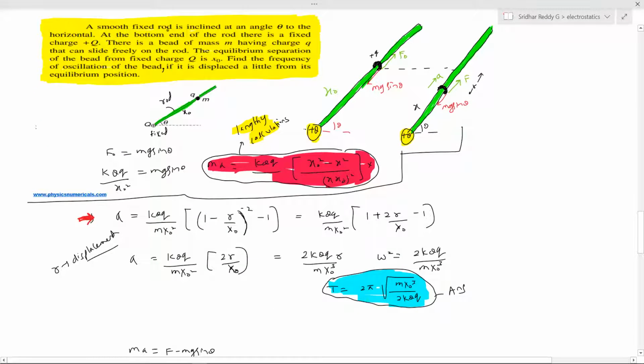A smooth fixed rod is inclined at an angle theta to the horizontal. At the bottom end of the rod, there is a fixed charge plus Q. I think you are unable to see, I'll put it up. There's a bead of mass M having charge Q that can slide freely on the rod. The equilibrium separation of the bead from the fixed charge Q is x naught. Find the frequency of oscillation of the bead if it is displaced a little from its equilibrium position.